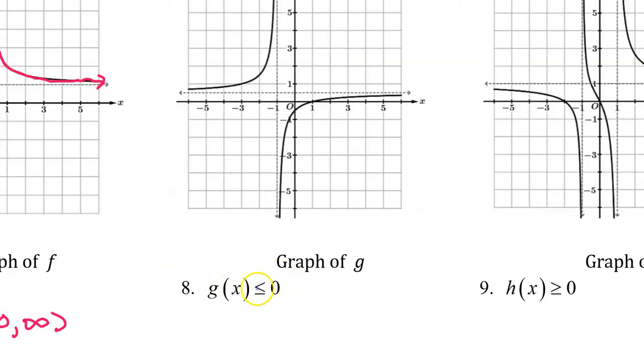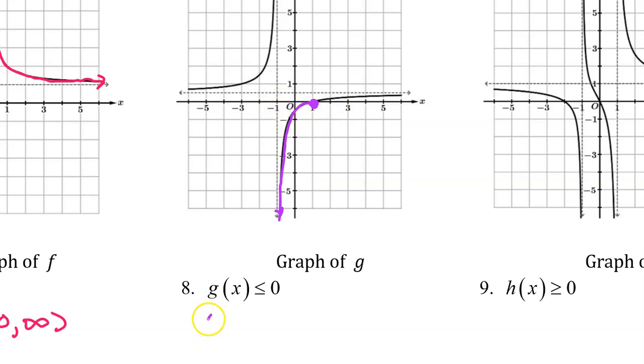Where is g of x less than or equal to 0? Let's start with where it's equal to 0, right here at x equals 1. Because we want values where g of x is equal to 0, I'm going to make this a closed circle. Now the less than part means below the x-axis, so it's going to be this part right here. This is the only part of the function that is less than or equal to 0. This interval, looking at the x values, goes from negative 1 to positive 1.